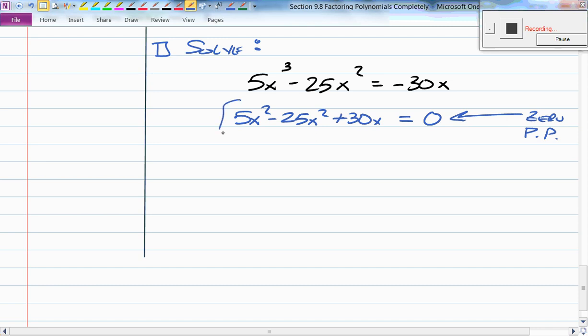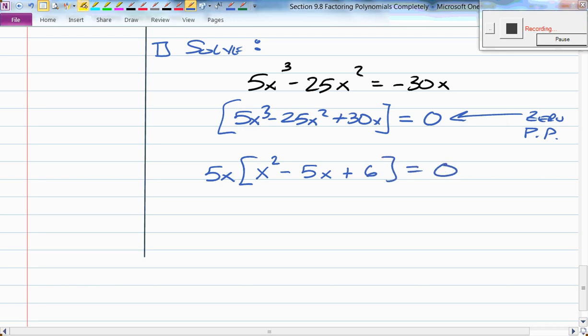Okay, now let's just look at our polynomial. Can I factor out the greatest common factor? Yes, what would it be? 5x. Very good. What would that leave me with? X... Oh, this is a 3. I'm so sorry. That's a 3 right there, so this should be x. So that should be x squared minus 5x plus what? Plus 6. Very good. Equals 0.